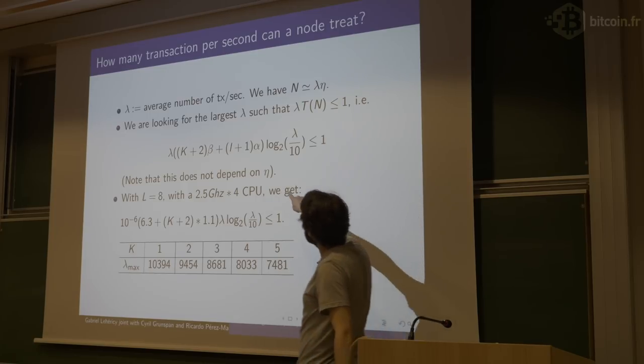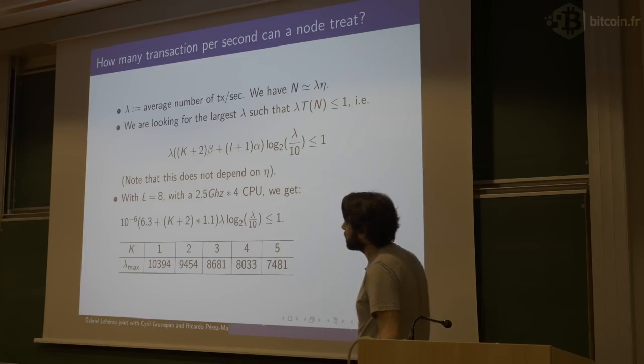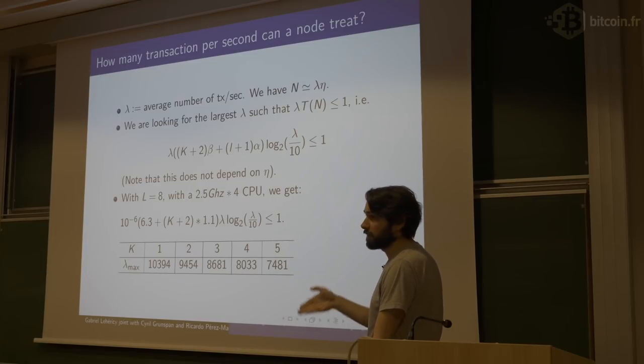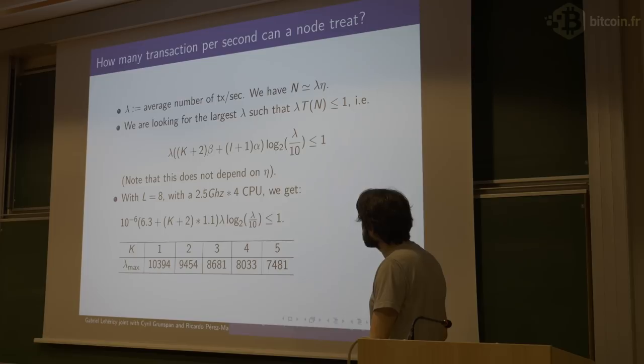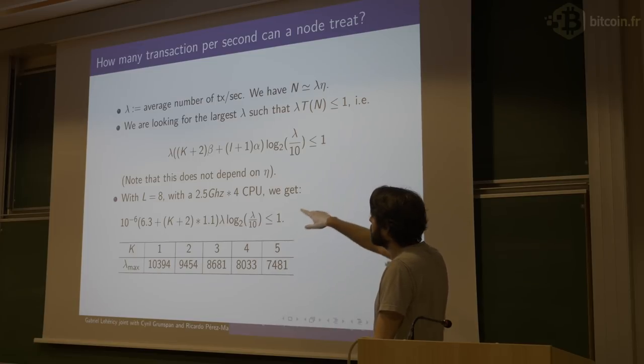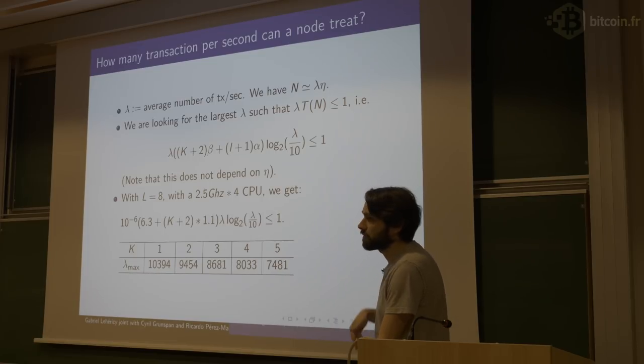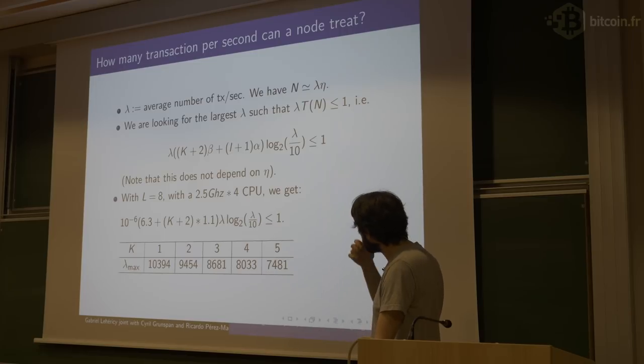Note that it doesn't depend on eta, because we split the tree in k many trees. So eta is actually hidden in k, but it doesn't impact how fast the lookup is. Well, it is only very slightly, negligibly impacted.